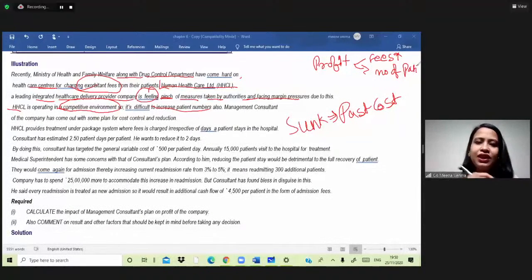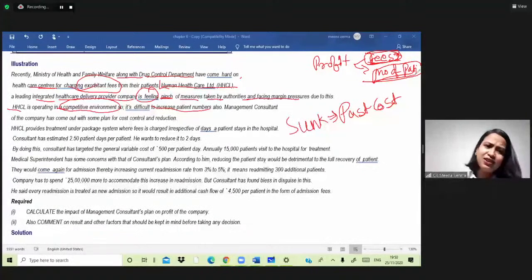Now they are saying that you cannot increase the fees because the fees are regulated by the government, and you cannot increase the number of patients. Why? Because there is a lot of competition in the market. There are many other healthcare services, many other hospitals, because of which you cannot increase the number of patients. Now you cannot say that you are spreading some disease and increasing your customers. They can't do that. So they can't increase the number of patients.